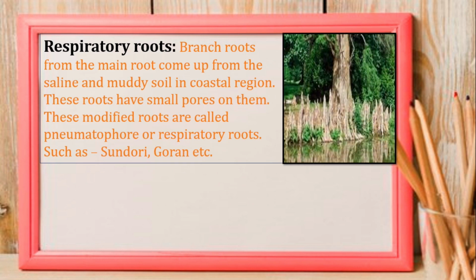Respiratory roots. Branch roots from the main root come up from the saline or muddy soil in coastal regions. These roots have some pores on them, and through these pores they take free oxygen from the air. These modified roots are called pneumatophores or respiratory roots, such as Sundari and Keora, etc.